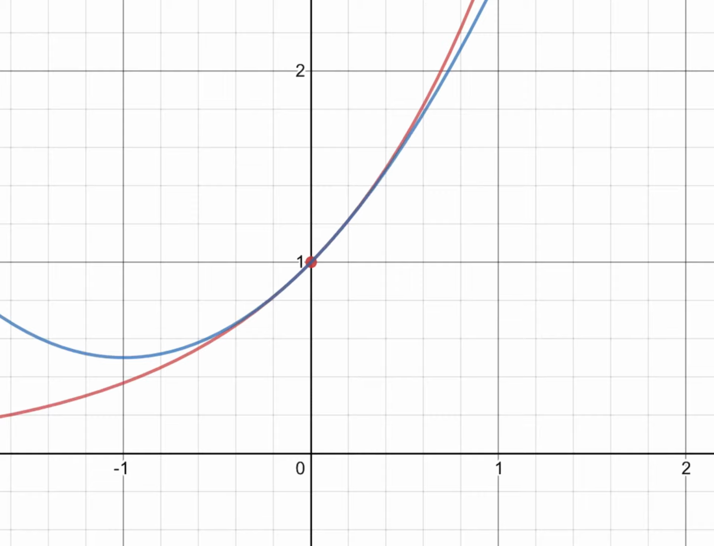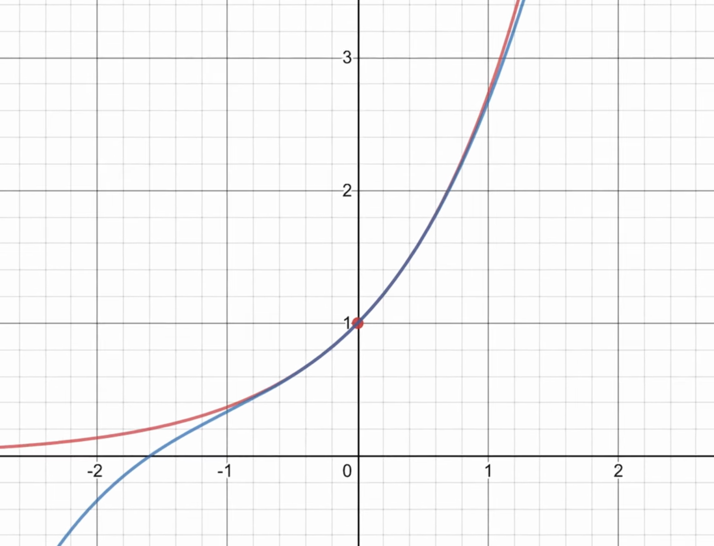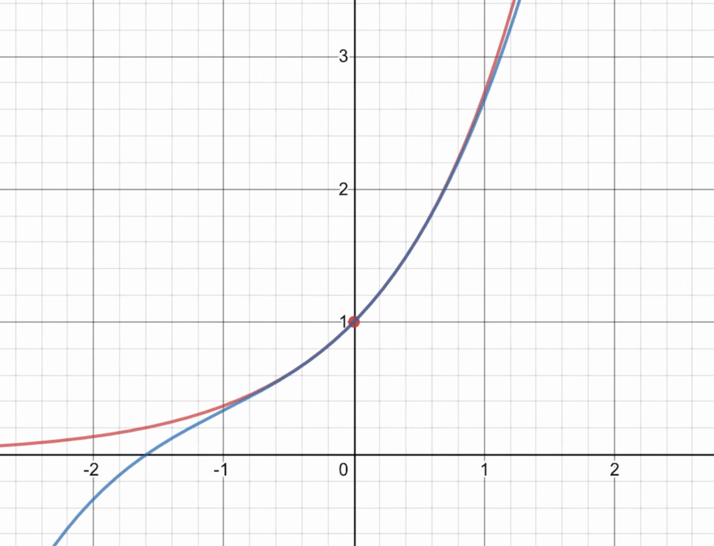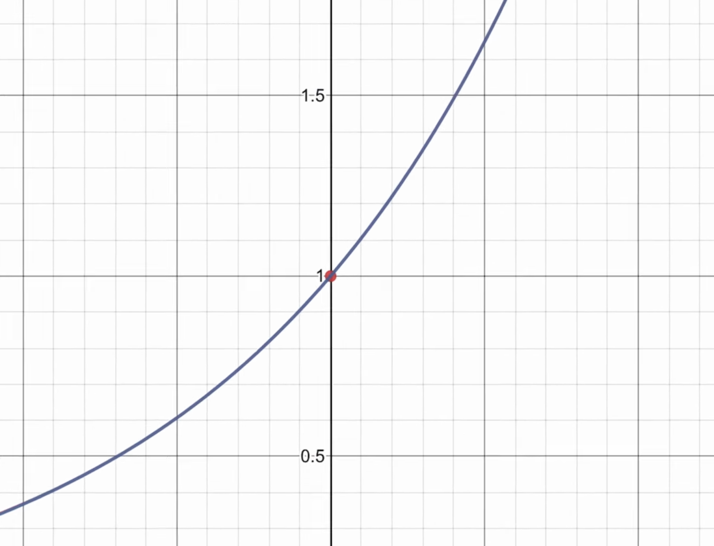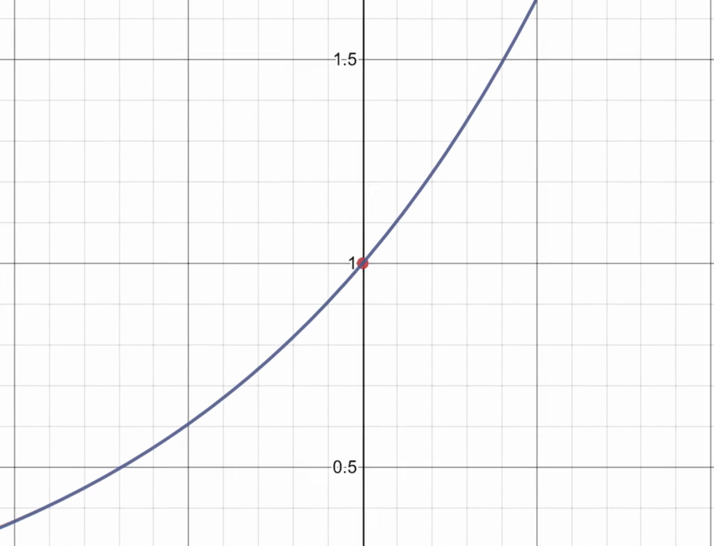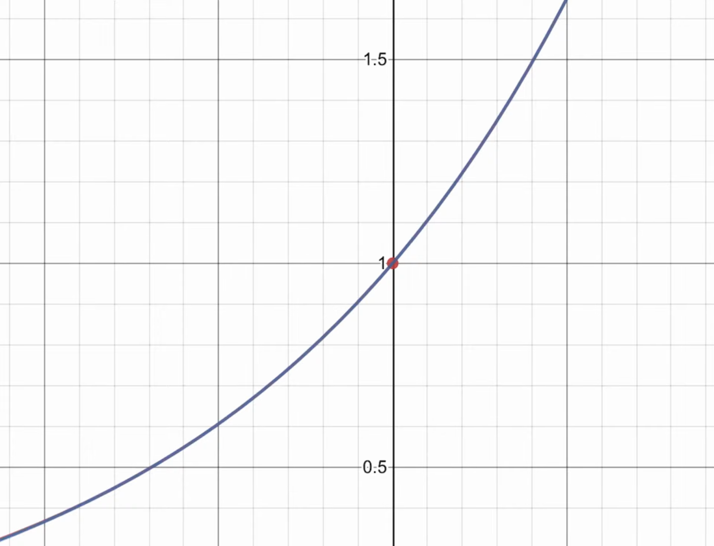If I do a third degree polynomial, the blue graph and the red graph share four things in common at (0, 1): y-coordinate, slope, concavity. They also match a third derivative at (0, 1). A fourth degree polynomial matches up to 4 derivatives, etc. There's a fifth degree. And zoom back in. You can see at fifth degree, the polynomial and the exponential function are virtually indistinguishable.